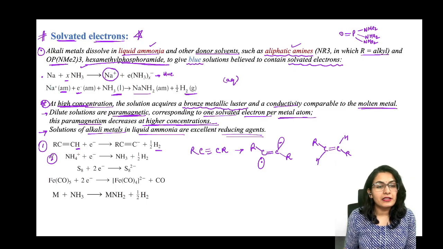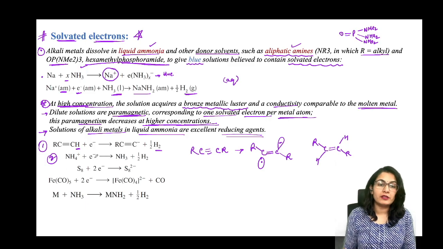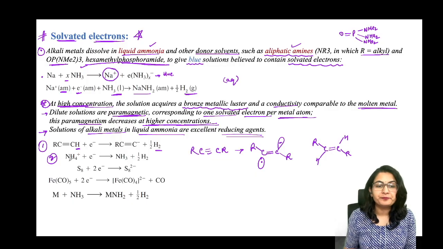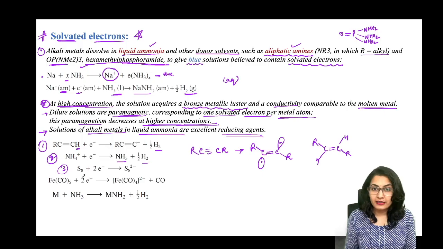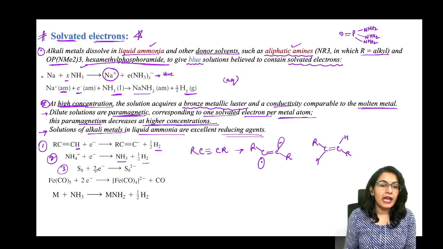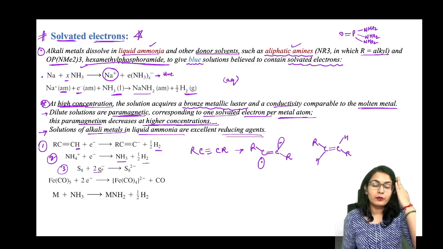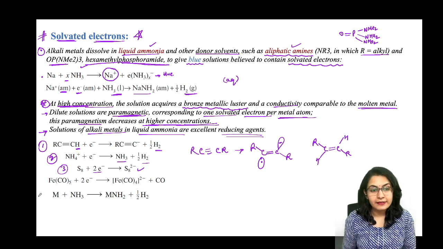Second example, if I take ammonium ion, that is going to lose the extra proton from over here because the electron directly attacks hydrogen. And ammonia and hydrogen gas you are going to get. Similarly, if I take an S8 ring system, that is a crown ring system, and do the same reduction, it is going to give you sulfide like this.